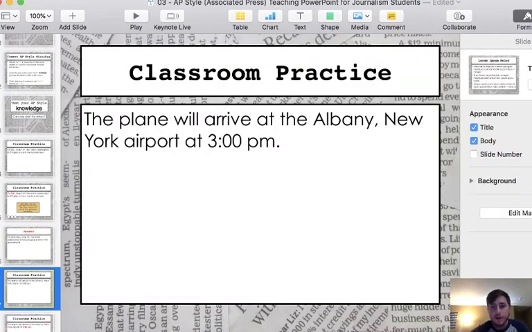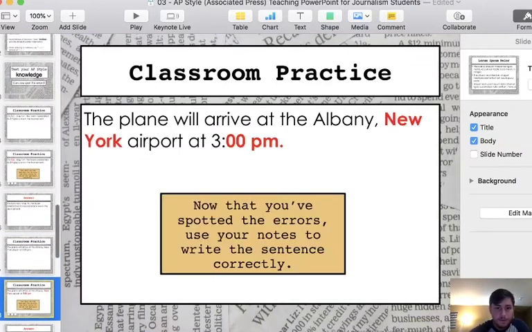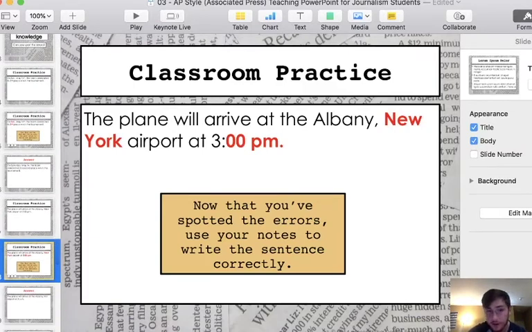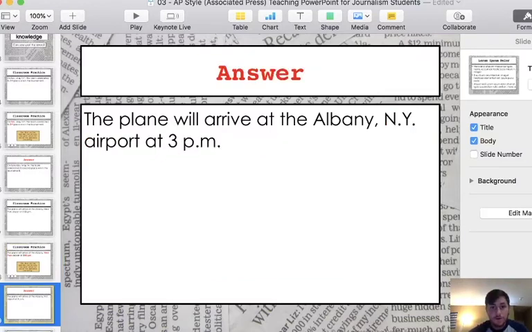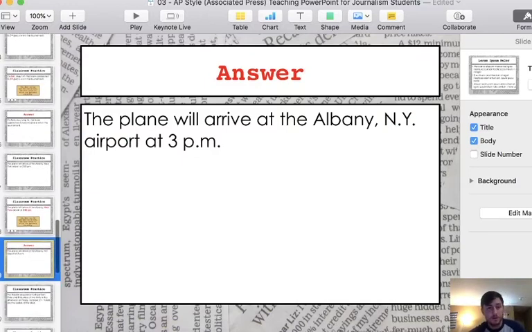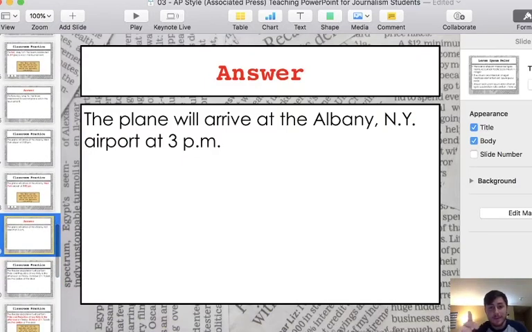Okay, this next one, I will say out the sentence and I'll stop it, and then you guys can skip ahead if you like. So the plane will arrive at the Albany, New York airport at 3 p.m. Notice what needs to be changed there. So New York obviously needs to be abbreviated, and 3 should not have the 00 after it. And 3 p.m., like we said before, is lowercase. Okay, so let's do one more.